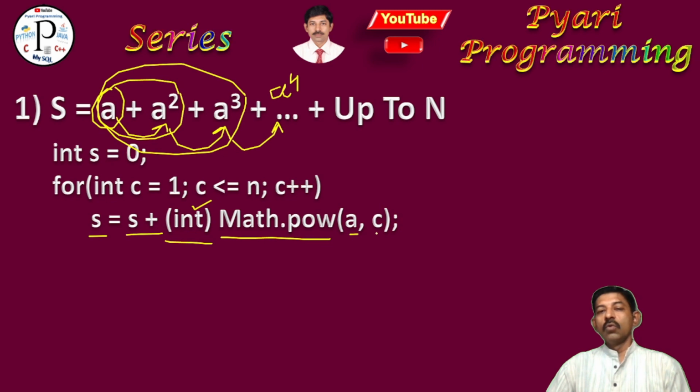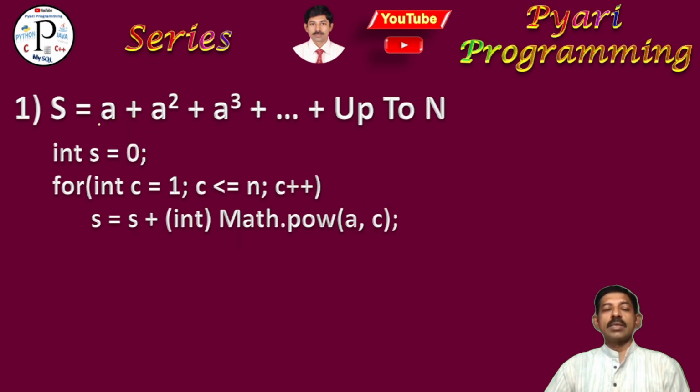Now, what are the two values it is taking? The first one is the base and the second one is the power value. Here the base is A. We can see in this series, the base is A and the power is 1, 2, 3 like this. So that's why I have taken the base as A and the power as C. Why C? Because C will be like 1, 2, 3 up to N. So that's why I have taken the power as C.